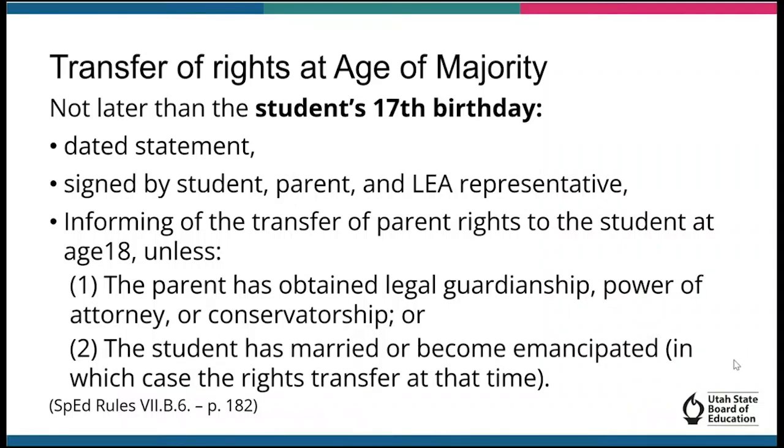Not later than the student's 17th birthday, the IEP must include a dated statement signed by the student, parent, and an LEA representative that the student and the student's parents have been informed of parents' rights. All rights accorded to parents transfer to the student on his or her 18th birthday unless the IEP determines that the parent has obtained legal guardianship, power of attorney, or conservatorship, or the student has married or become emancipated, in which case the rights transfer at that time.